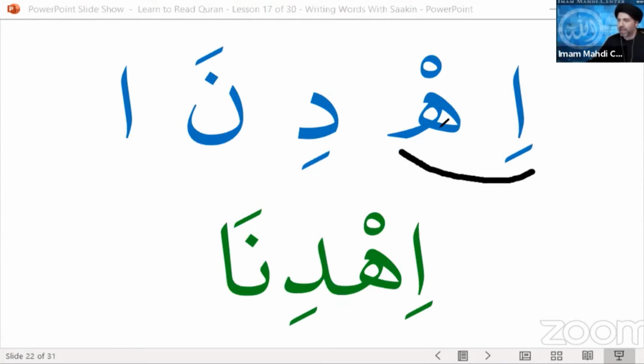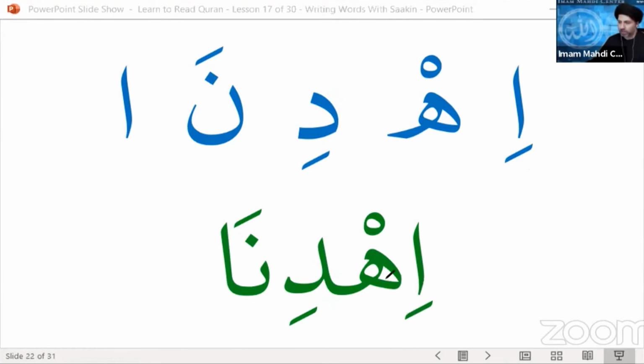So we say eh, and the dal has kasra, it's pronounced de, and then the noon and alif get pronounced together as one syllable, because remember the combination of the fatha and alif will give this letter the long vowel a. So the noon with that long vowel is na. So this is pronounced ihdina. So you see it written down here.